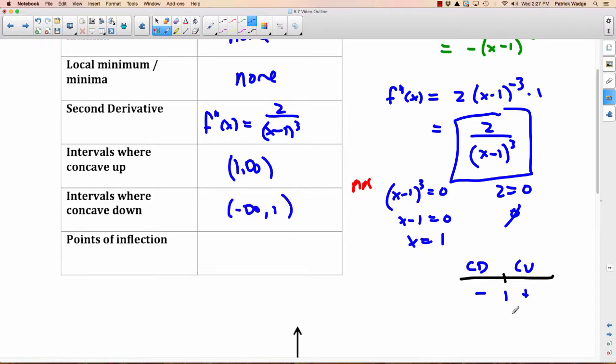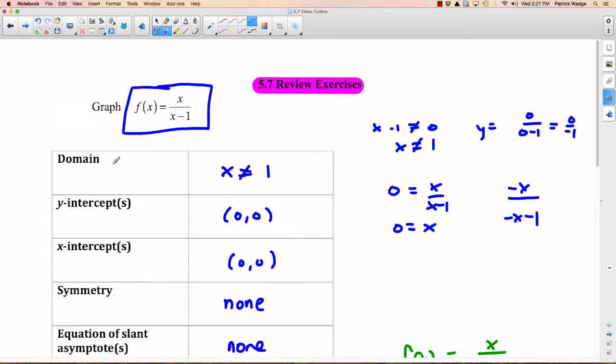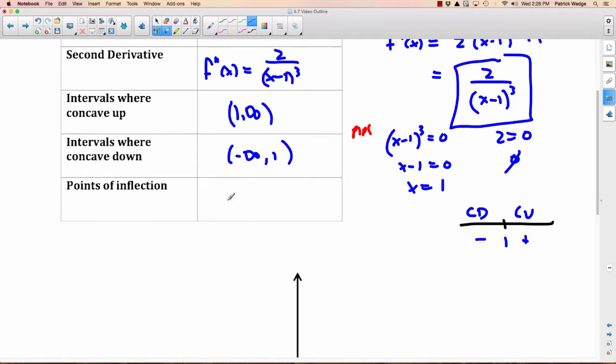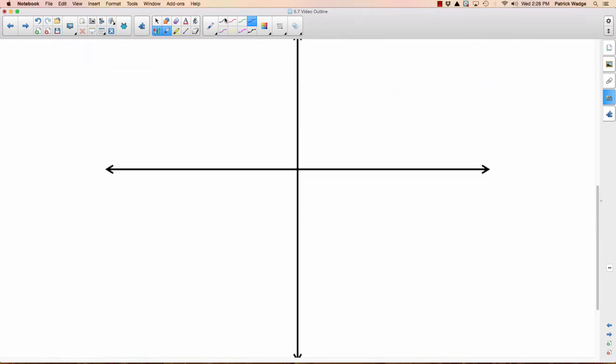Then we're looking for point of inflection. This looks promising because it goes from negative to positive, and whenever it changes, it could be a point of inflection, but it's not a point of inflection. How come? Because if you look back at our domain, we said that 1 was not part of the domain. So there's no point there, which means this is none. We are ready to graph this. I'm going to set it up here.